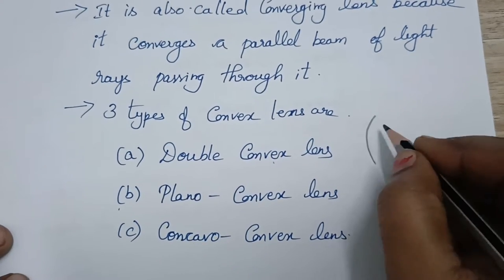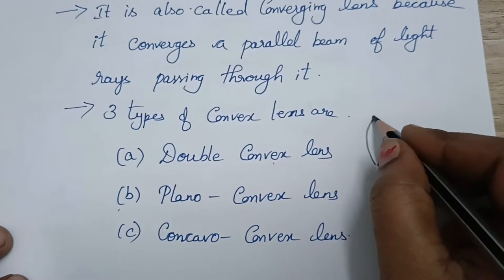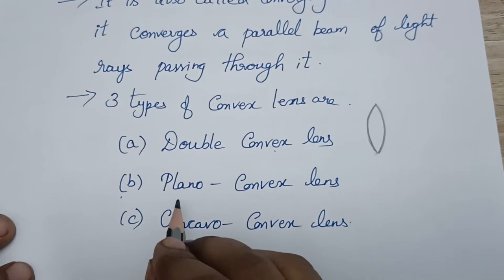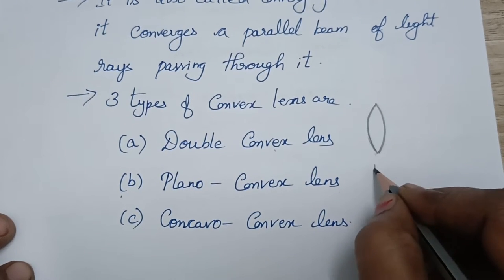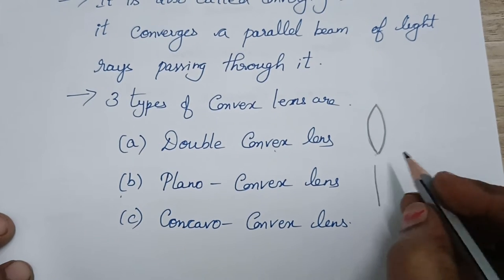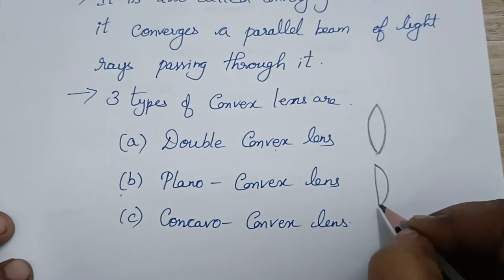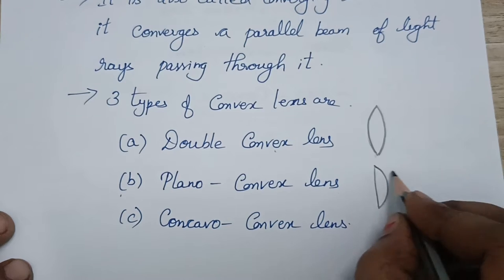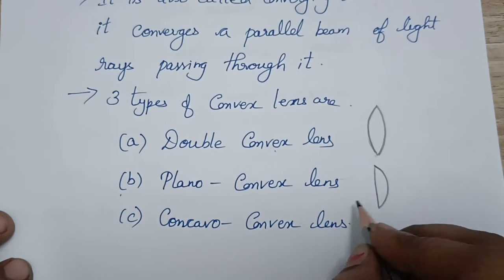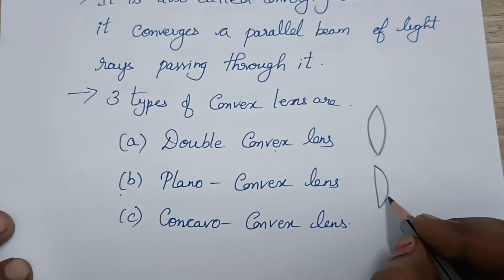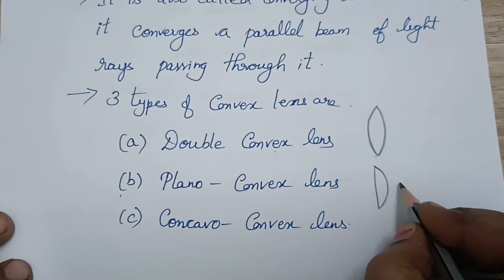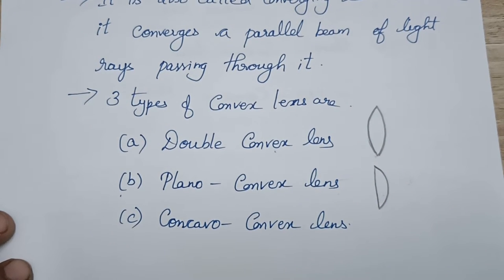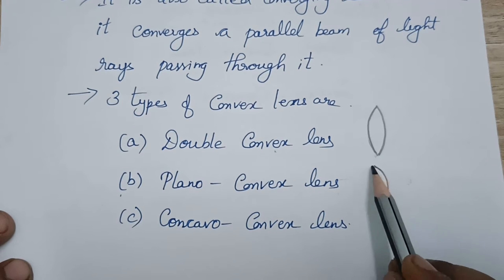Here, this is your double convex lens. Both the surfaces are spherical in nature. Plano convex lens means one of the surfaces is plane and the other surface is spherical. But the net effect of this lens is that when a parallel beam passes through it, it converges all the rays at a point. So the net effect is converging, so it is called a convex lens, even though it is a combination of a plane surface and a spherical surface.